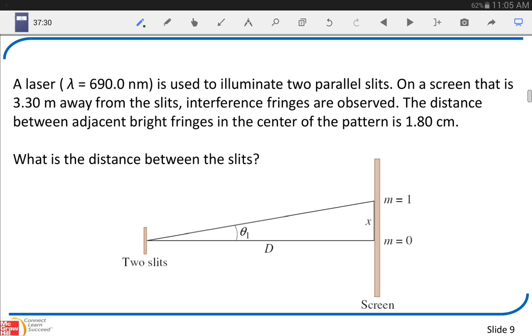Problem. Just like we did in lab, I'm not going to do it mathematically, just talk about this. I have a laser with a known wavelength, 690 nanometers, that illuminates 2 parallel slits on a screen that is 3.3 meters away. So my capital D is 3.3 meters. The distance between adjacent fringes on the screen is 1.8 centimeters, so that's this distance. What's the distance between the slits? What ideas do you have?